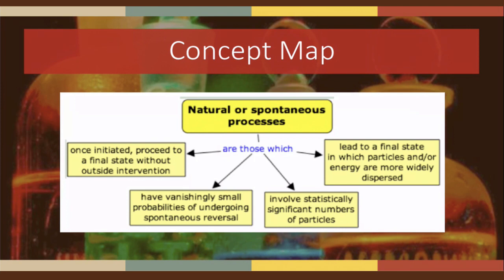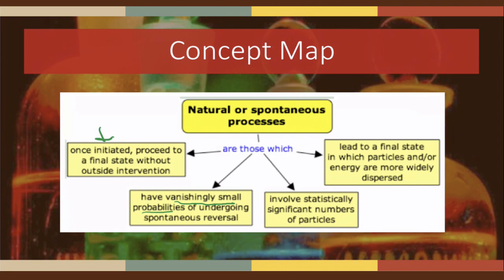That was like the ball rolling down the hill, or the cream diffusing in the coffee, or the ice cube melting, or the tire deflating. Those are processes which, once initiated, proceed to a final state without intervention. The tire is going to go flat. And then they have vanishingly small probabilities of going backwards. So we proved in this chapter it's not impossible, it's just that the probability is super small.